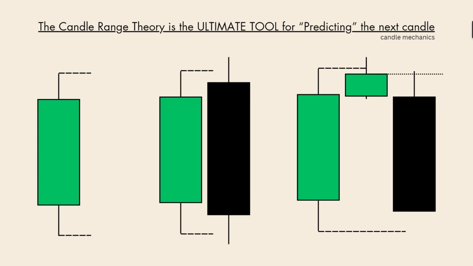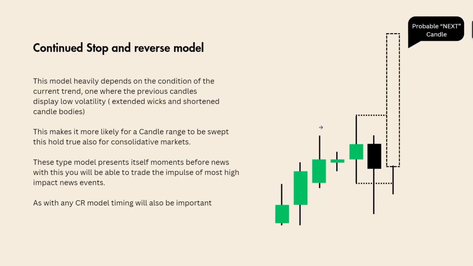The candle range theory is the ultimate tool for predicting the next candle. You will learn all the candle mechanics that lie behind the candle range formations that will allow you to be ahead of the market. Our first model would be the continued stop and reverse model.